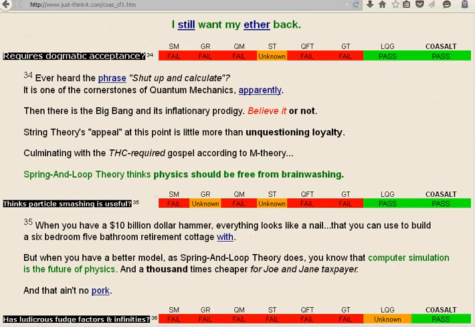Number 35. Does the theory think particle smashing is useful? When you have a $10 billion hammer, everything looks like a nail that you can use to build a 6-bedroom, 5-bathroom retirement cottage with. But when you have a better model, as spring and loop theory does, you know that computer simulation is the future of physics, and 1,000 times cheaper for Joe and Jane taxpayer. And that ain't no pork.